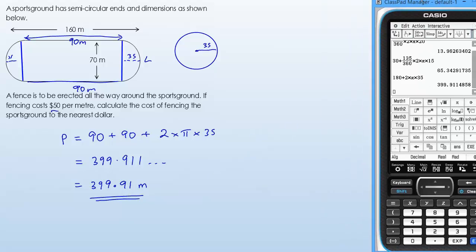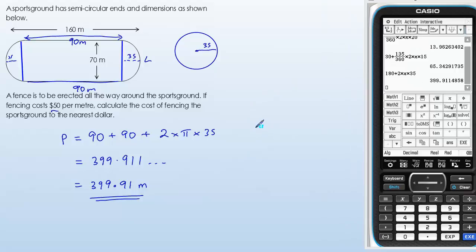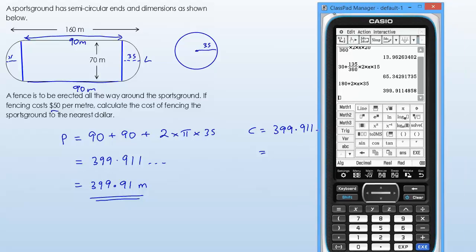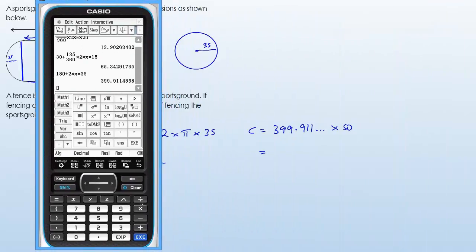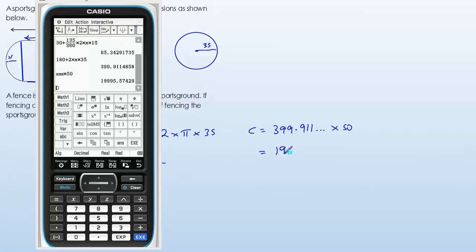Now we're interested in the cost, which is going to be 399.911 and so on, multiplied by 50. So all we need to do is multiply our last answer by 50, and that gives us 19995.574 and so on.